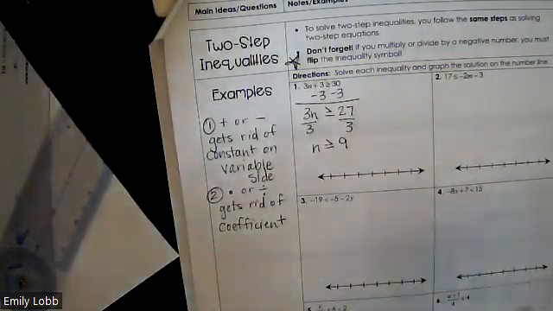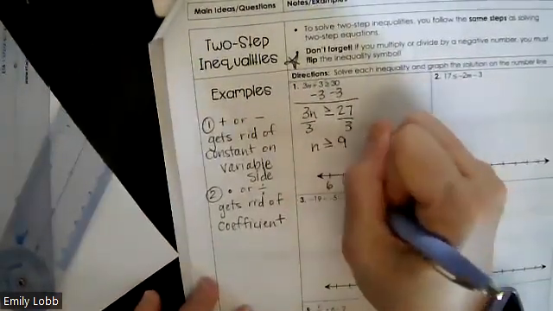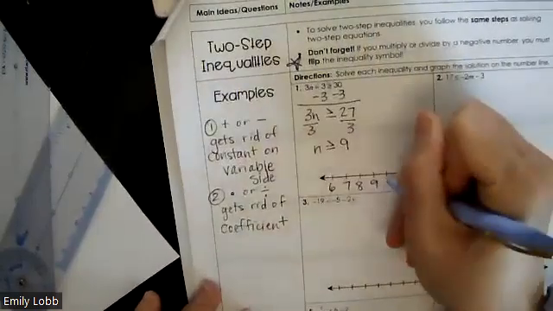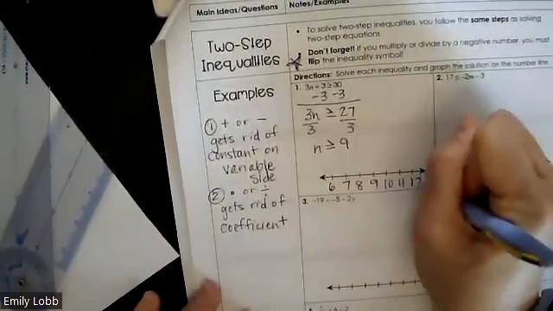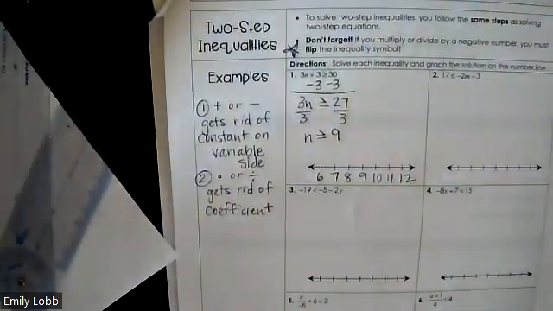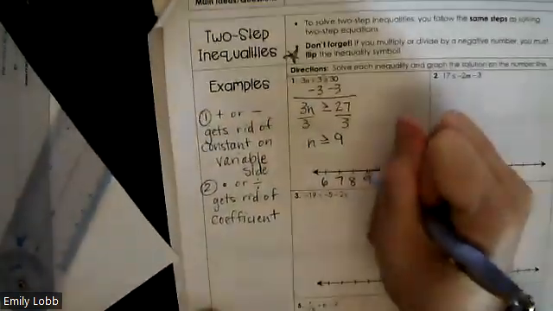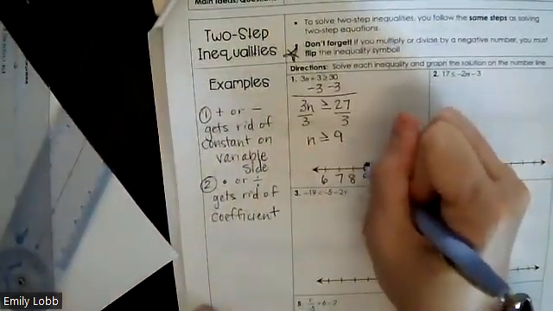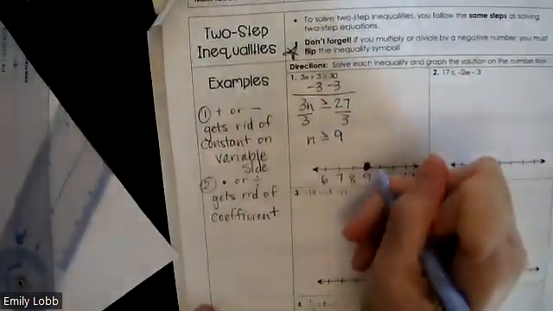9 minus 3 is 6, so I'm starting at 6 here. 6, 7, 8, 9, 10, 11, 12. Opened or closed at the 9? Closed, because it could be equal to it. And to the right. Very good.